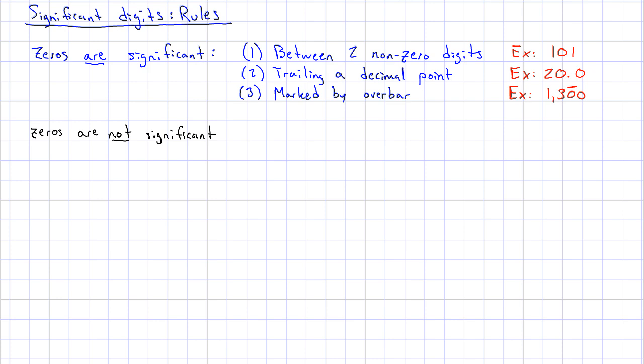So again, we have a few scenarios, and we've already talked about a little bit. The first is when it's at the right end of a whole number. So examples of this, we could have 10. The number 10 has only 1 significant digit. The 0 is at the right end of a whole number, and so it is not significant. So this has only 1 significant digit.